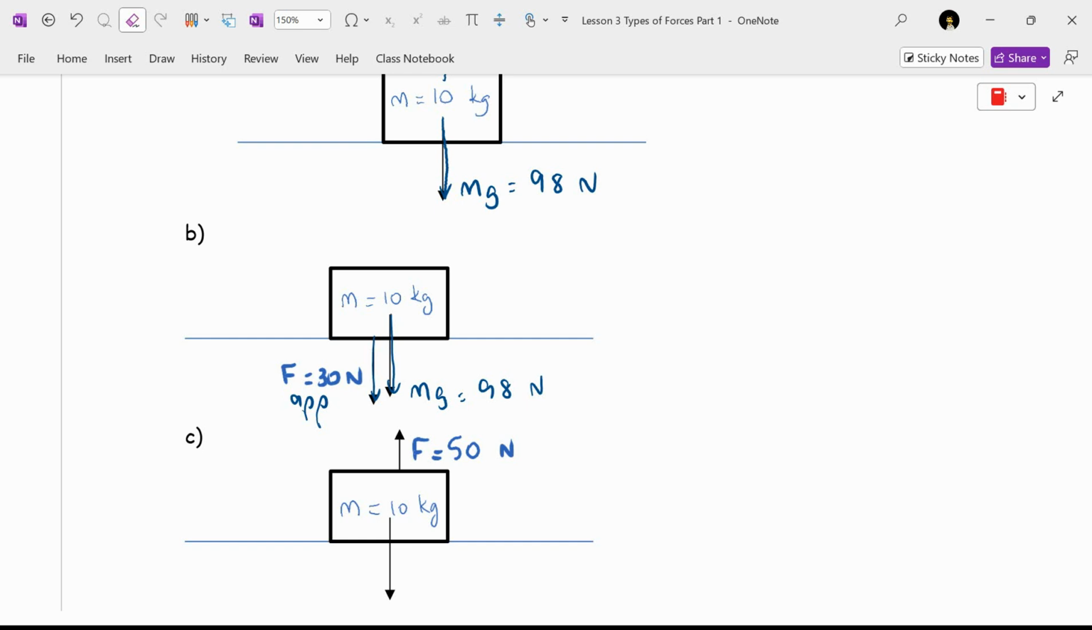What's the total force down? You might be able to do it in your head or use a calculator. 128. Is this mass sinking into the ground like quicksand? Is it flying here like Superman? It means vertically forces must be balanced. So I'm going to draw an arrow pointing up, bigger than the 98. In fact, how big will the arrow pointing up be exactly? Normal force here has to be 128 newtons. Otherwise, this can't work.